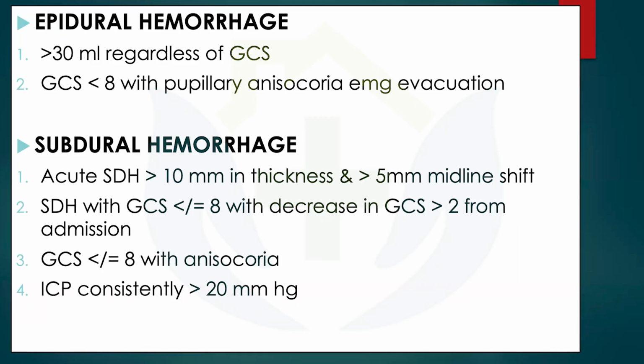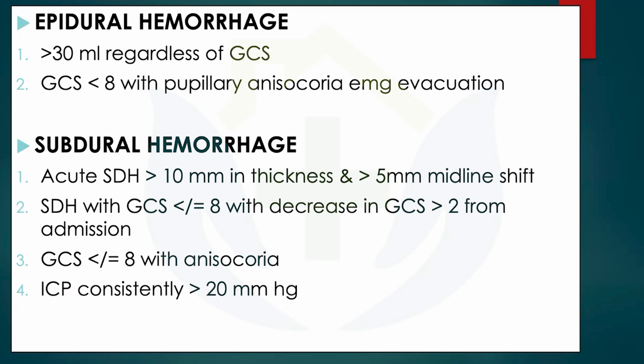Now, MCQs: epidural hemorrhage, when do you go for surgery? The answer is 2, 38. So if the epidural hematoma volume is 30 ml or more, you go for surgery. By the way, a famous question comes about differentiating EDH and SDH.